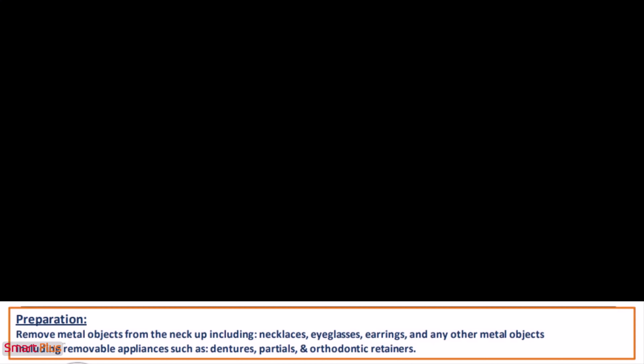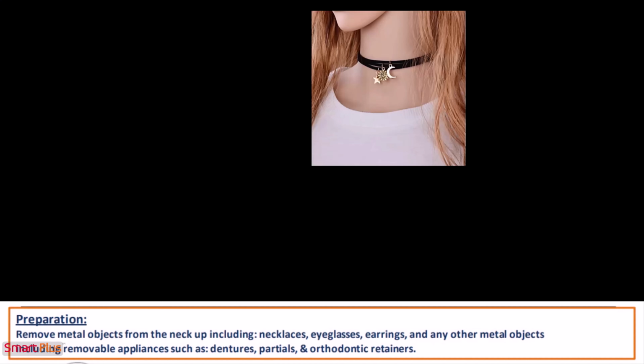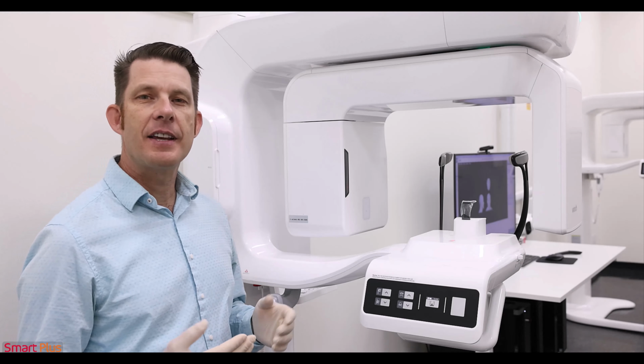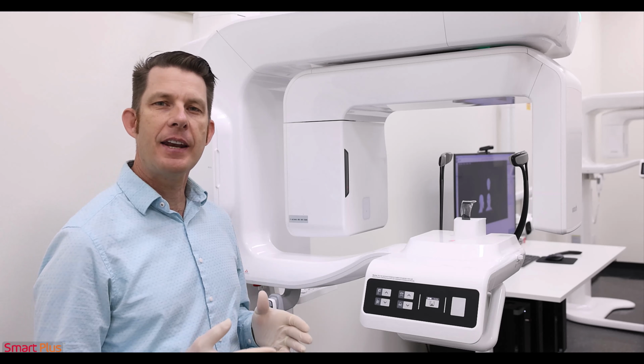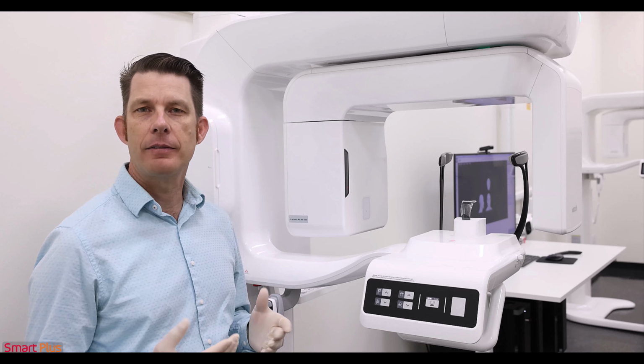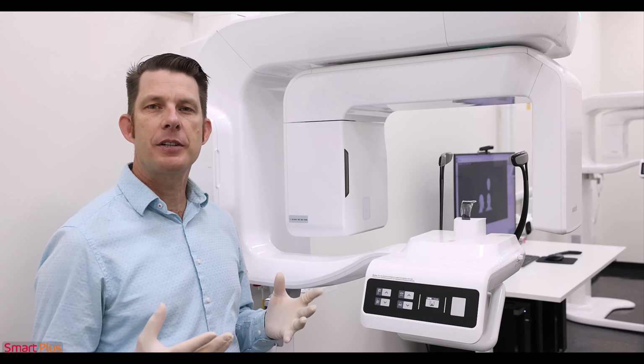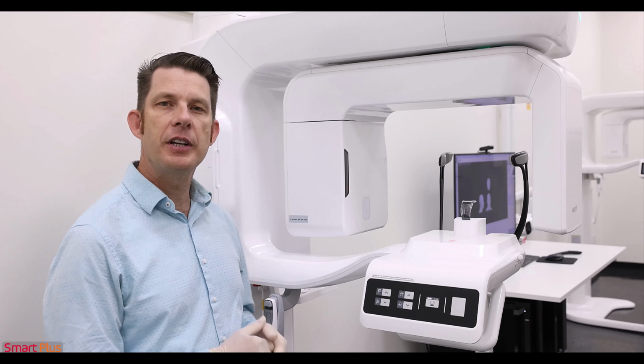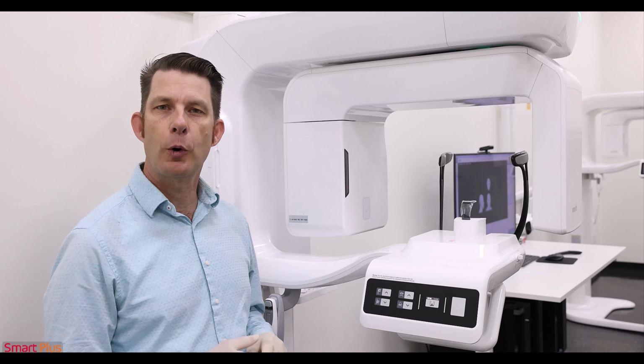In preparation, have the patient remove all metal objects from the neck up, including necklaces, eyeglasses, earrings, and any other metal objects. The Smart Plus device has two fields of view, a 10 by 8.5 and a 5 by 5. Positioning the patient for both fields of view is the same. Let's go ahead and bring our patient in and we can go through our patient positioning protocol.